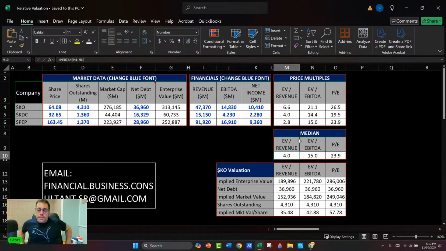Now, there's only 3 companies, so it's a small sample size. If you were doing like 10 companies, it may make more sense, but it's still the same approach. So I'm taking the median for each column. The median for EV over revenue is 4, which is Keurig Dr Pepper's number. You could do the average. The only problem with the average is that sometimes there's a big outlier.